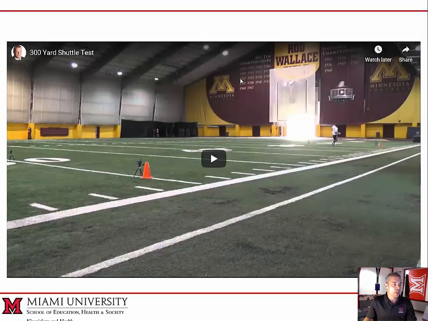Here's a short video showing the 300-yard shuttle test in action. This is in an indoor facility. Again, the lines are marked off, so we know that this is 25 yards from cone to cone. The athlete is going to sprint to the first cone, sprint back, and again, that's 50 yards in total, and then they're going to do that 5 more times for a total of 6 round trips, and we're basically looking at time to completion of the 300 yards.